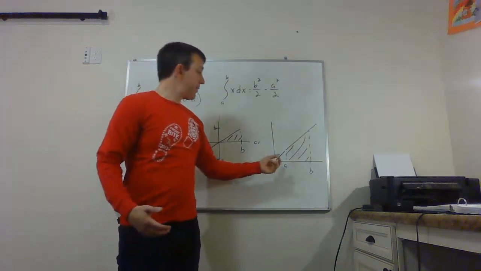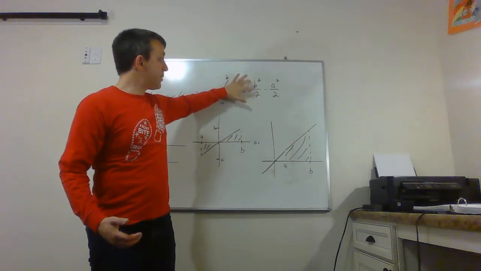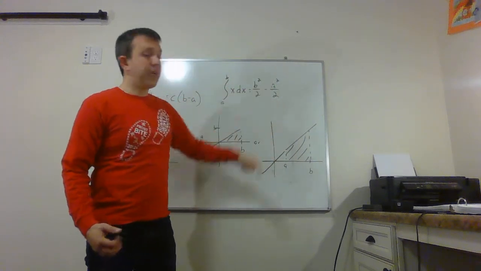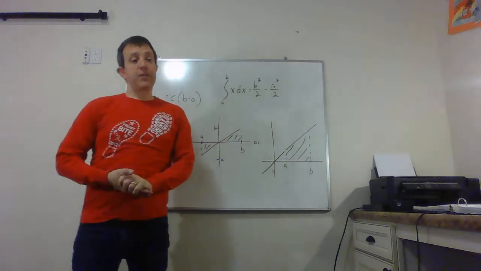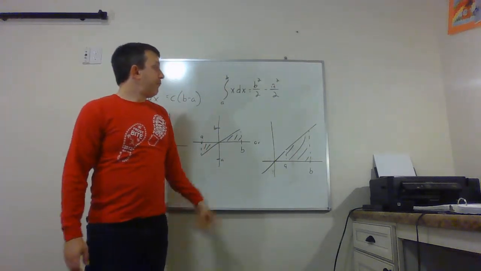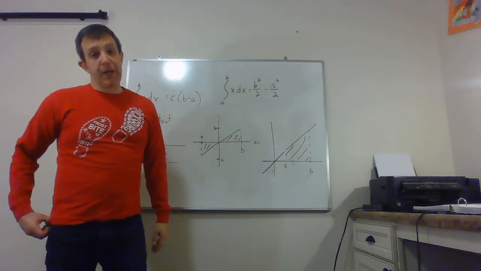The big triangle is going to have side b and a side b, giving me the b squared over 2. The little triangle will have sides a and a, so it'll be a squared over 2. And so it works. So anytime you have the integral of the identity function x, it's just b squared over 2 minus a squared over 2.